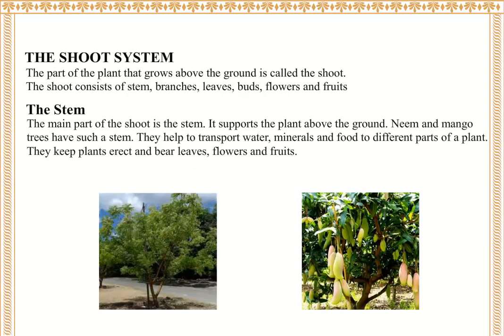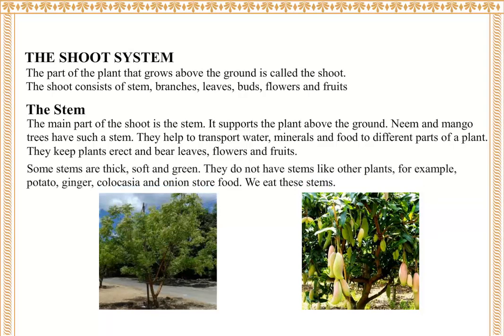The stem. The main part of the shoot is the stem. It supports the plant above the ground. Neem and mango trees have such a stem. They help to transport water, minerals, and food to different parts of a plant. They keep plants erect and bear leaves, flowers, and fruits. Some stems are thick, soft, and green. They do not have stems like other plants. For example, potato, ginger, colocasia, and onion store food. We eat these stems.